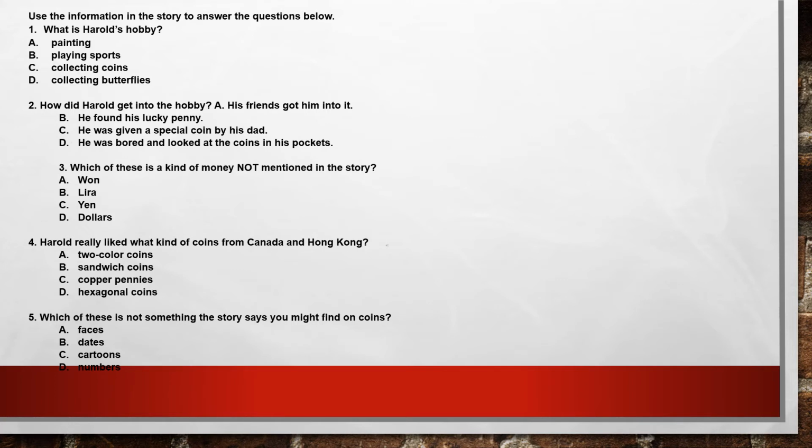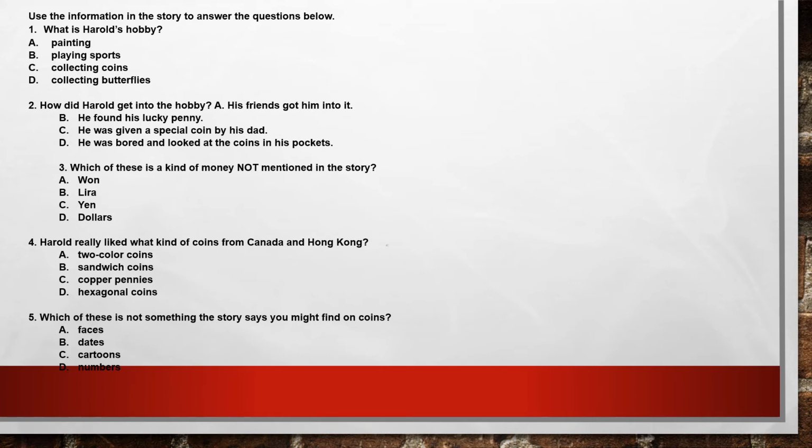Number 2. How did Harold get into the hobby? Letter A. His friends got him into it. Letter B. He found his lucky penny. C. He was given a special coin by his dad. Letter D. He was bored and looked at the coins in his pocket. What's the answer? It's letter D.